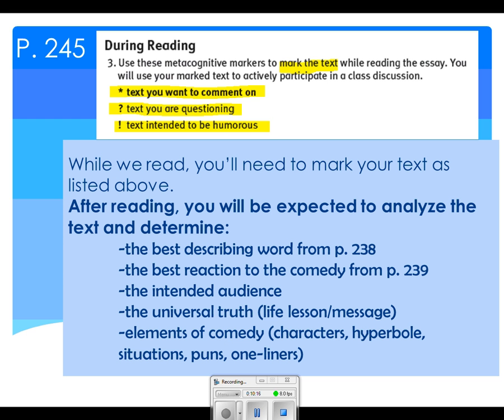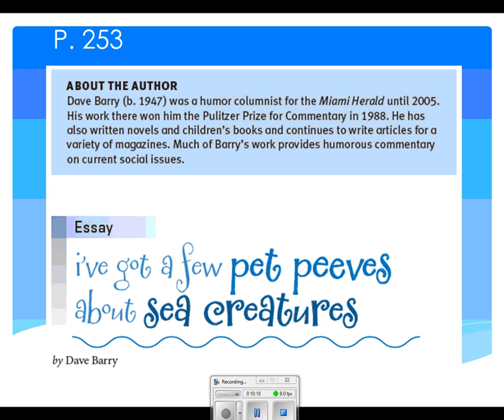Okay. All right. So if you take a look at the top of page 253, there's the quick background of our author. Dave Barry is an author that we're going to read multiple times leading up to your essay. He's got some humorous stuff out there. It's pretty easy to follow. He's a Pulitzer Prize winner. He has a lot of humorous commentary on social issues. So he talks about racism and politics and health scares. He does that a lot.